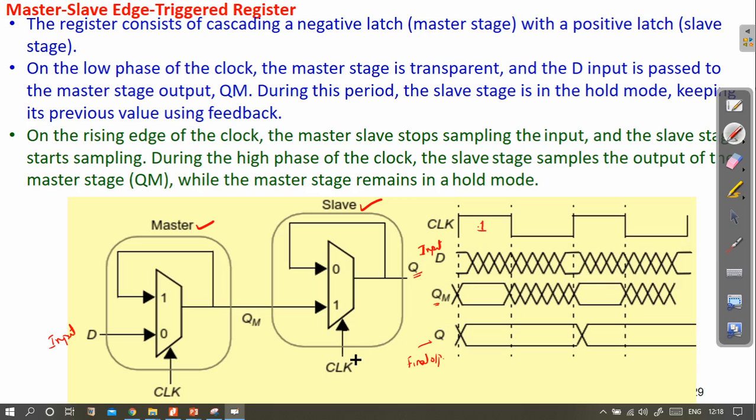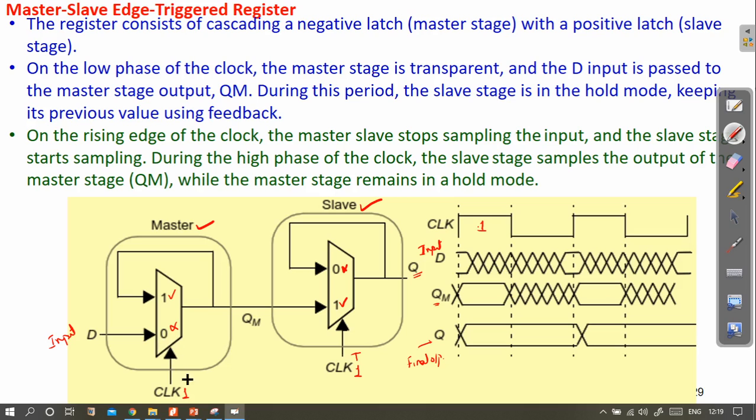So when clock is 1, what will happen, let's see. When clock is 1, this input signal will transfer to the output Q, and the slave will be in transparent mode, because the input signal present at node QM will transfer to the output Q here. When clock is 1 here, this is active, this is not active. Here in this case this was active, this was not active.